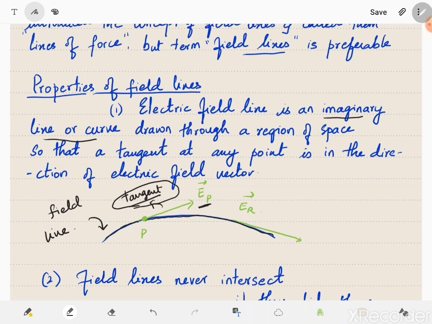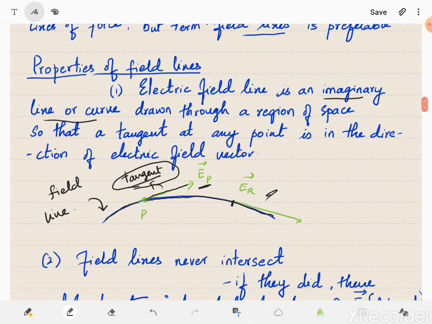So it's an imaginary line or curve. Whenever you draw a tangent to that particular curve, you end up with the direction and magnitude of the electric field vector, as shown here. At this point, the electric field is a tangent and it is pointing upwards. And at this point, it is pointing downwards, right? So one may draw tangents at different points and end up with the direction and magnitude of the electric field.